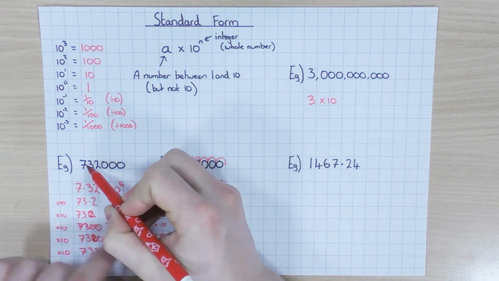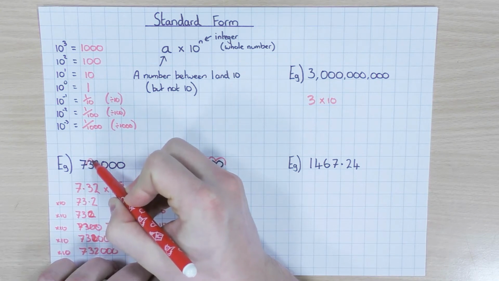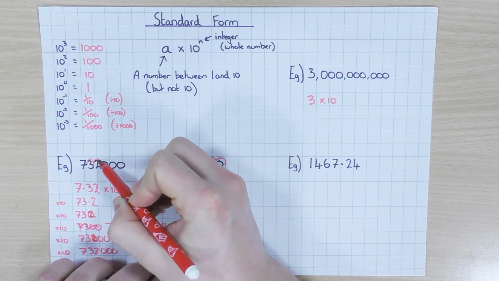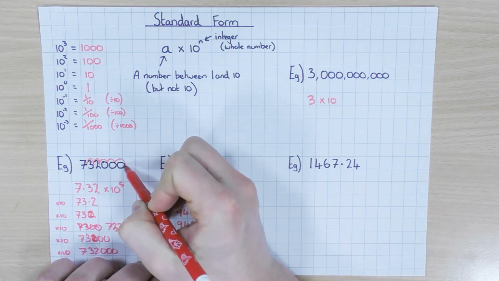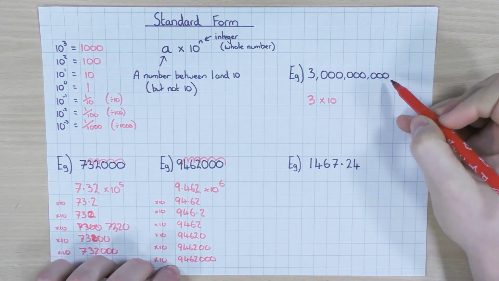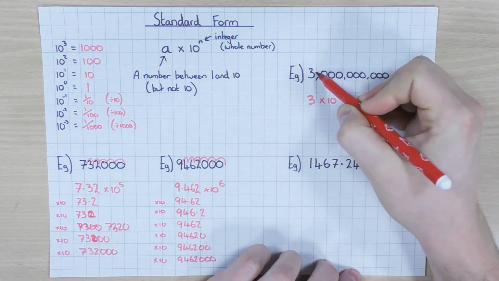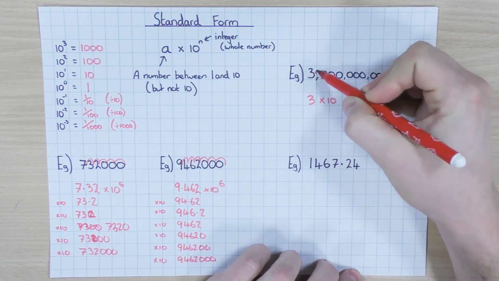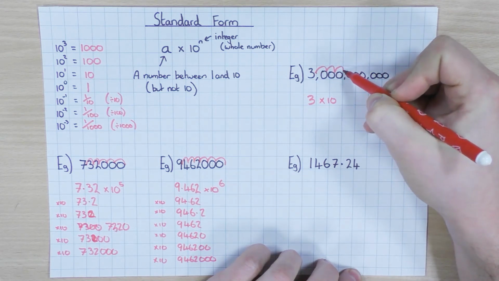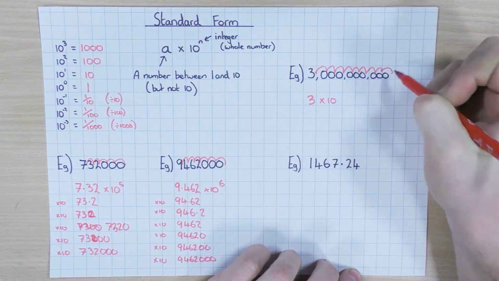Exactly the same thing here. It was between the 7 and the 3, so if I times by 10 once, move the decimal point there, so that's once, twice, 3, 4, 5, so it's the power of 5. So that's the quick way of doing it, which is what I'm going to do for this one here. The decimal point is there just after the 3. How many times do I times by 10? Well, 1, 2, 3, 4, 5, 6, 7, 8, 9.